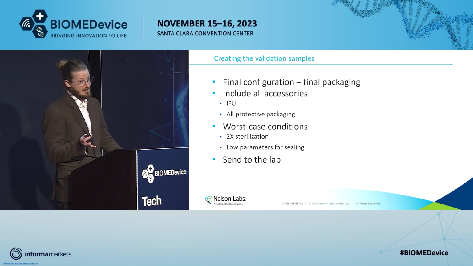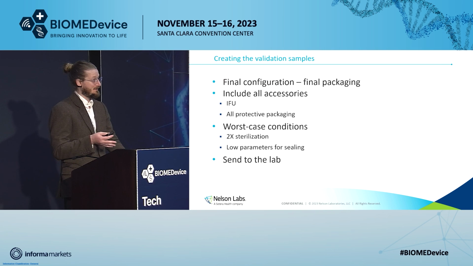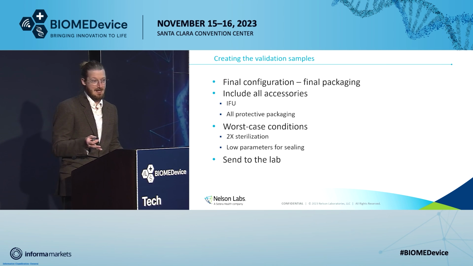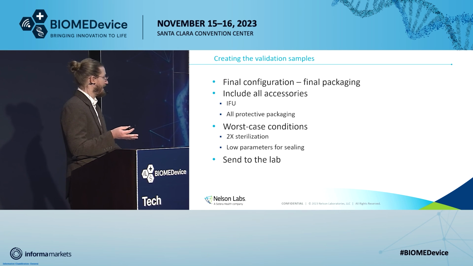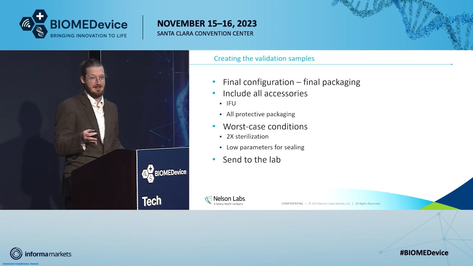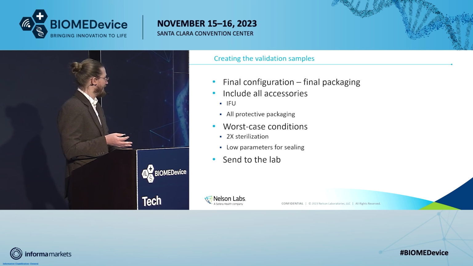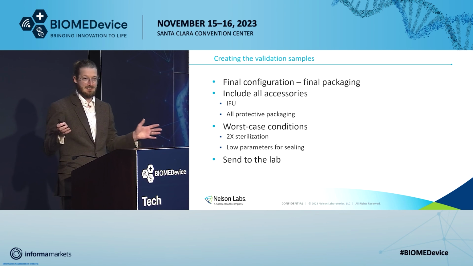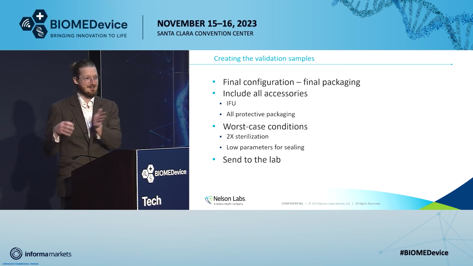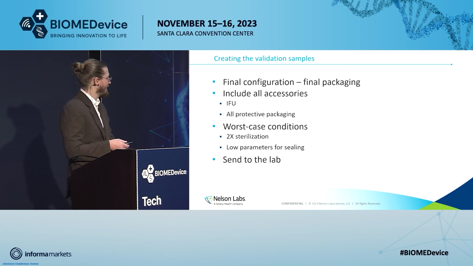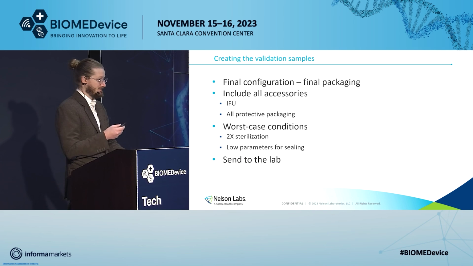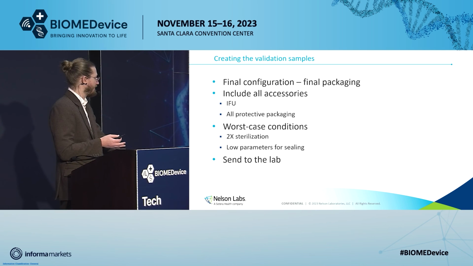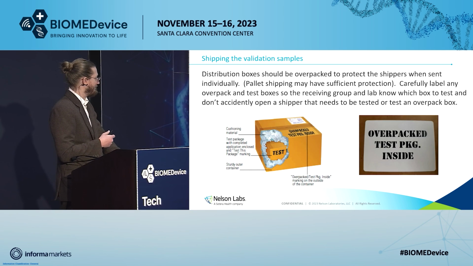Everything should be final configuration by the time you get your package validation. It's not the time to be thinking about making changes to how you're going to pouch it or box it up, right? You should know what you're doing at that point. And so what is tested should be final configuration, which means you include all your accessories, right? Your IFU, if it's in a shelf carton and the shelf carton's in a shipper box, then it all goes in that configuration. And if you can do worst case sterilization, please do worst case sterilization on there, right? And then send it to the lab.